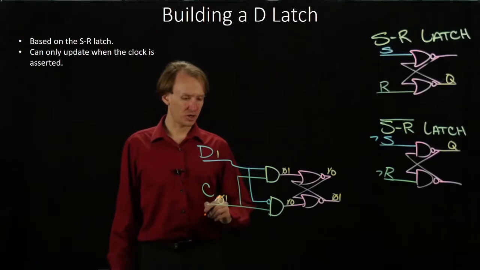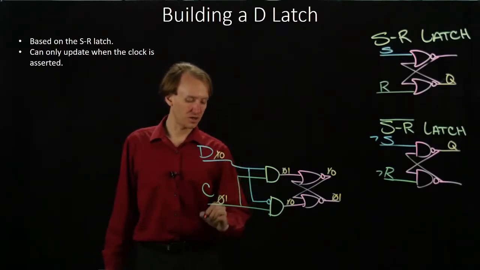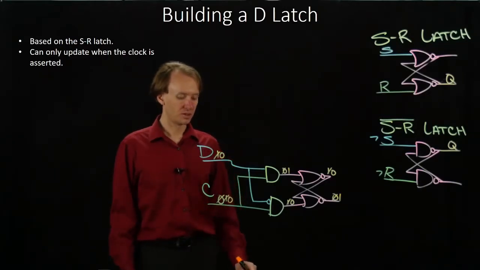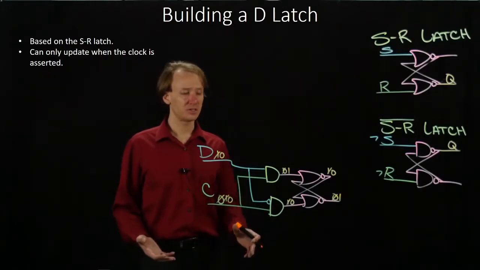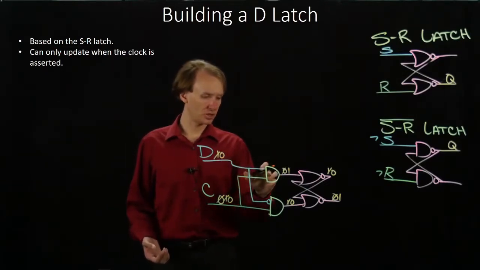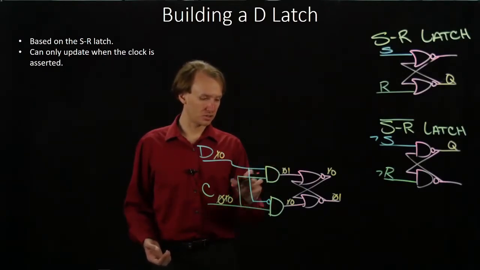So I'm going to try changing the data to 0 this time and the control signal back to 0. If it works the same way it did before, then the state of our D latch shouldn't change. So here I'm getting 0 and 0, well, that's 0.